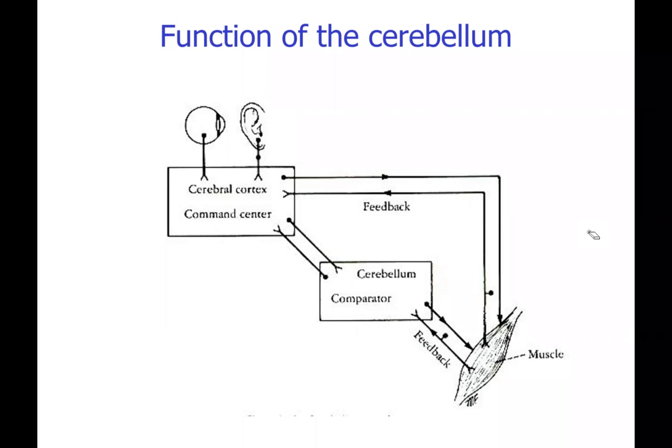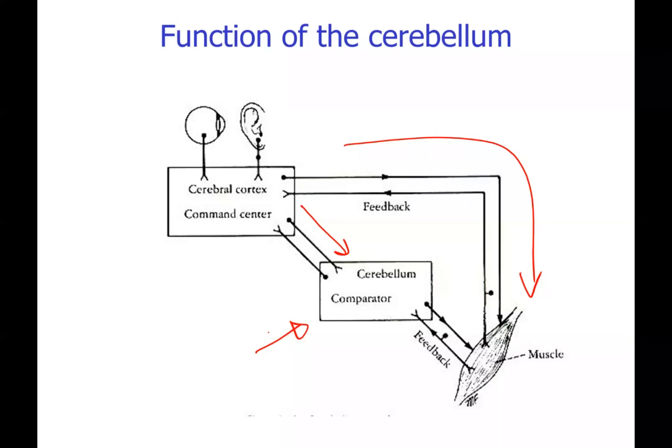That's one thing. Then the other thing is, whenever the motor cortex sends motor impulses to muscles, at the same time it sends the same impulses to the cerebellum, so that the cerebellum knows what is to be done. Because the cerebrum wants to do something using the muscle, that information comes to the cerebellum as well.